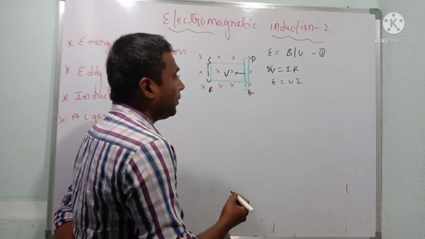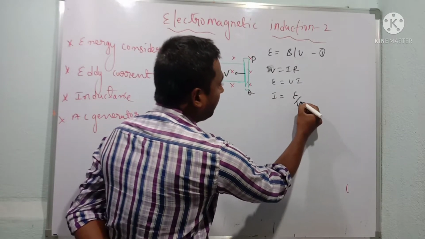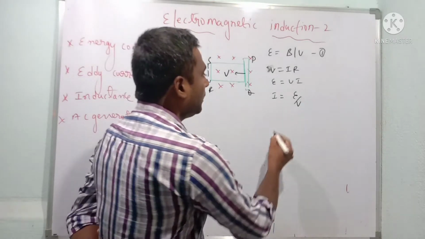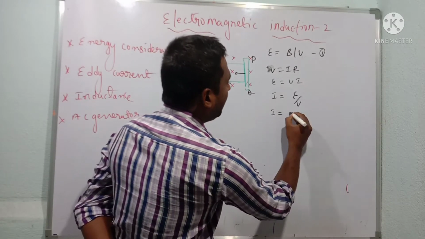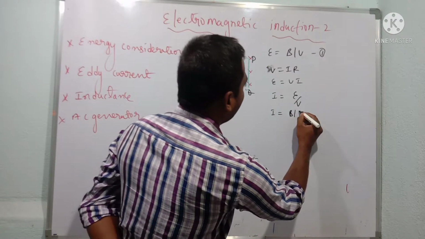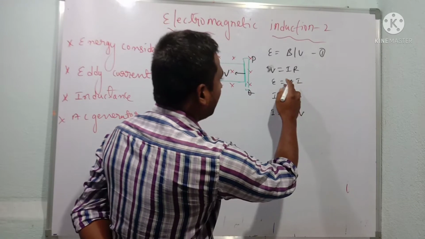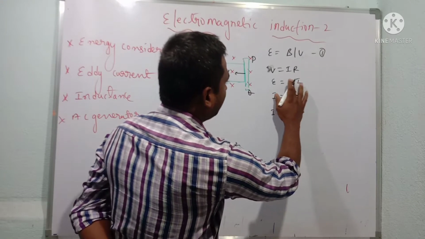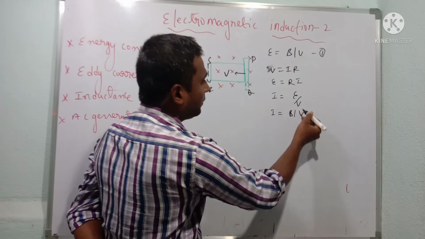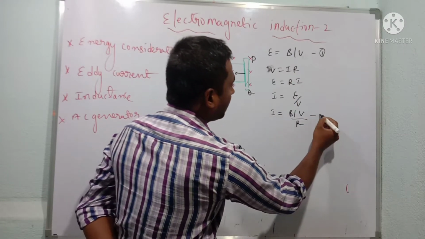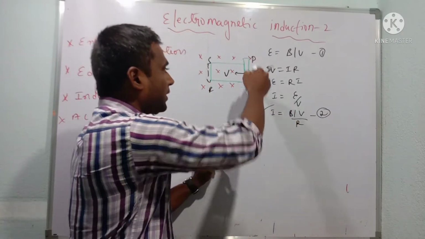So now children, what happens here? Current is equal to E divided by R. Please note down. Now I is equal to E, that is BLV, divided by R. So I am getting I into R equal to BLV, and I is equal to BLV divided by R. This is called equation 2. So this is the expression for current in this conductor.